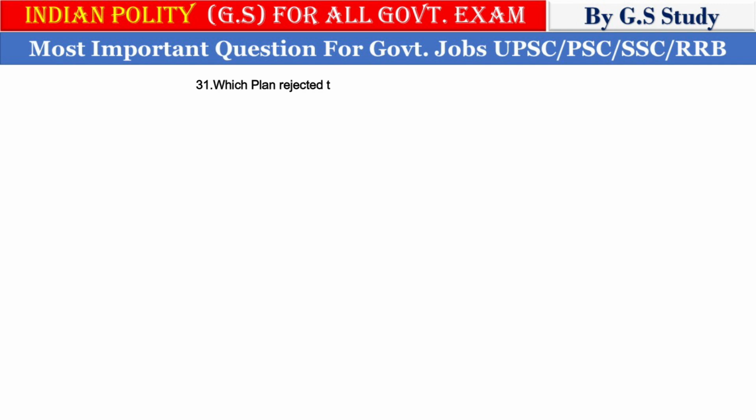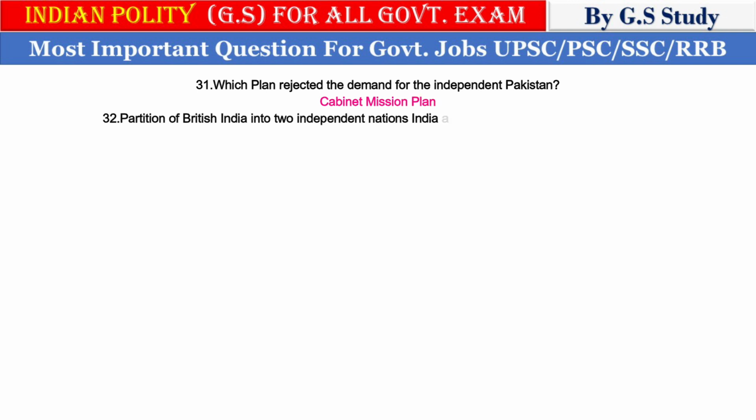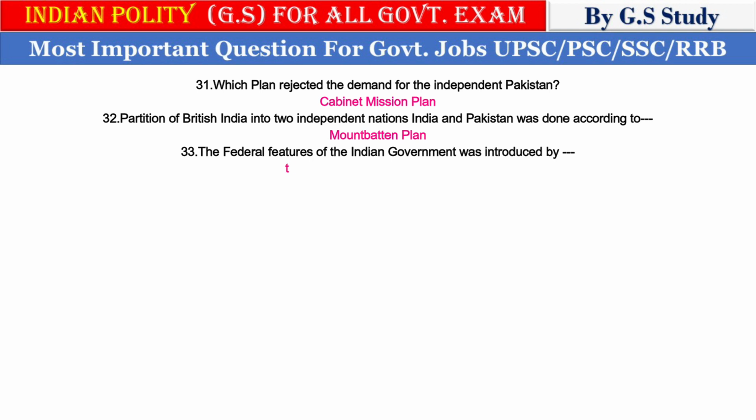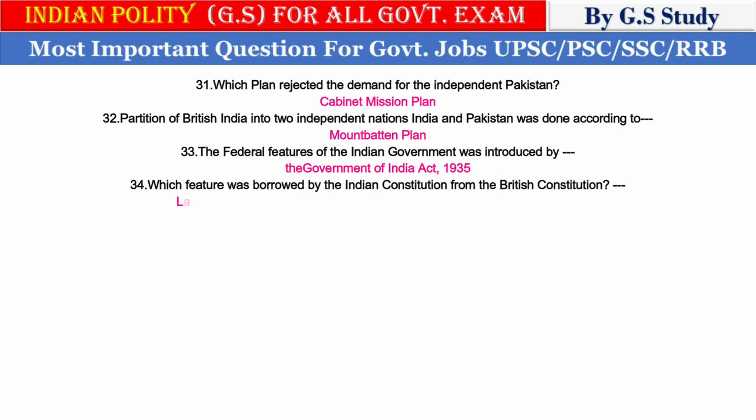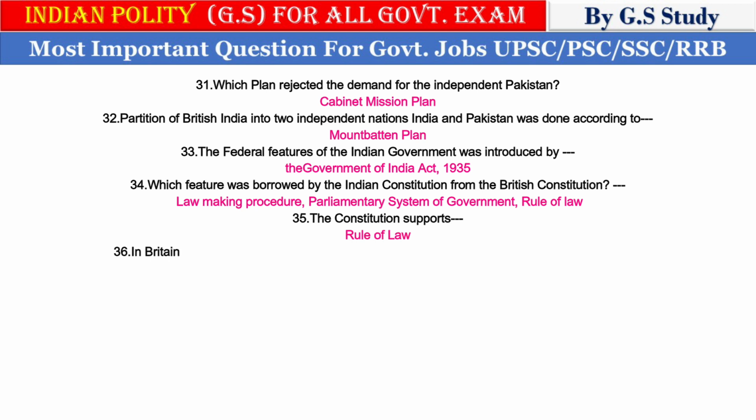31. Which plan rejected the demand for the independent Pakistan? Cabinet Mission Plan. 32. Partition of British India into two independent nations, India and Pakistan, was done according to Mountbatten Plan. 33. The federal features of the Indian government was introduced by the Government of India Act, 1935. 34. Which feature was borrowed by the Indian Constitution from the British Constitution? Law-making procedure, parliamentary system of government, rule of law. 35. The Constitution supports rule of law.